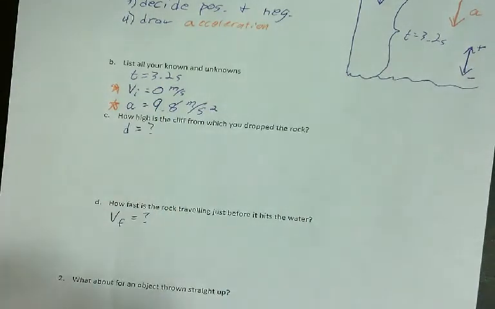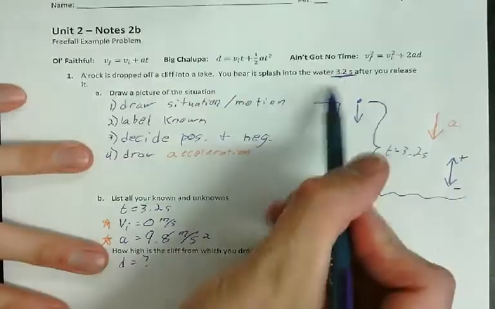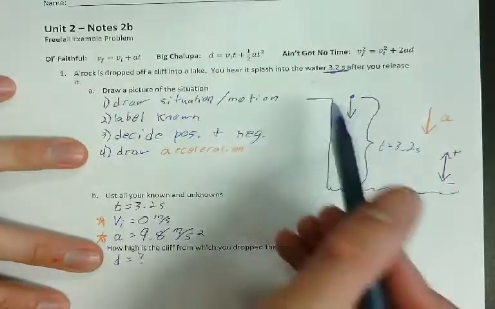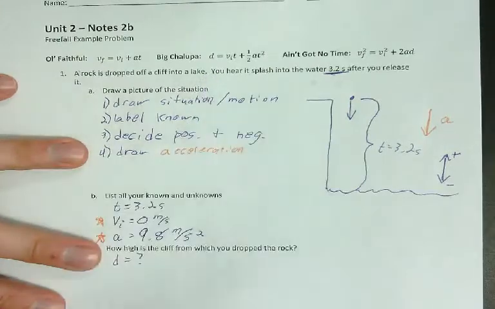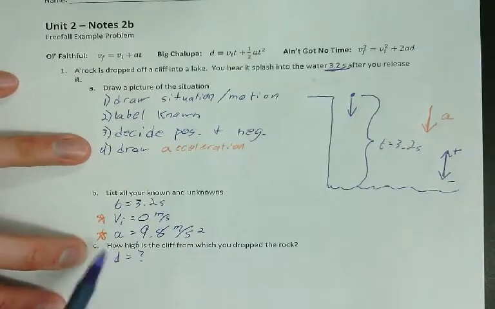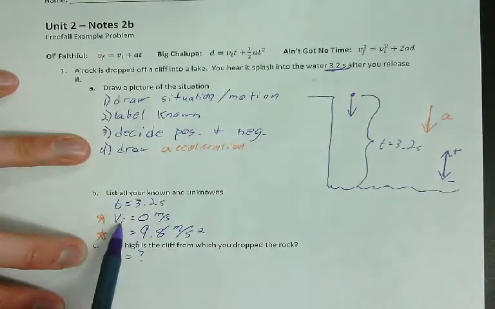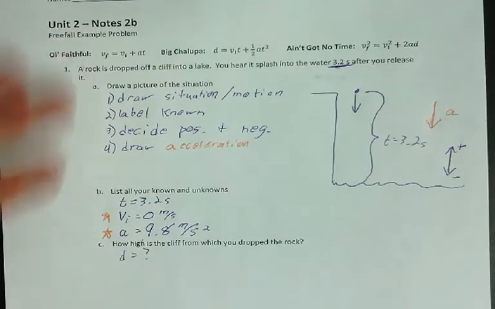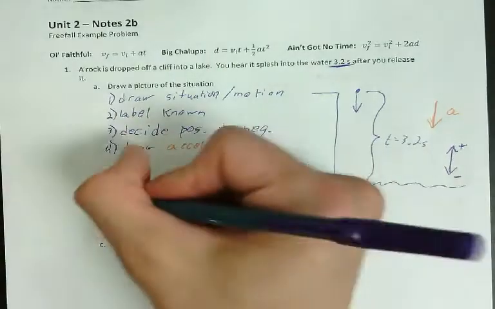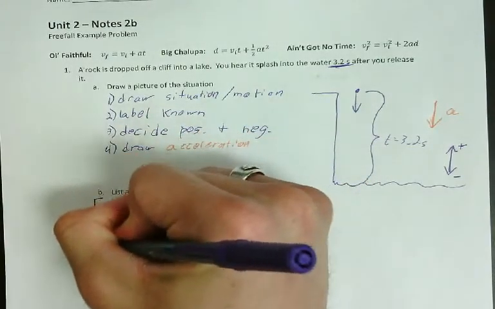So, even though it looks like I didn't give you enough, I only gave you a time, I actually gave you 3 things. I told you it's falling, which means A is 9.8. And I told you it's dropped, which means VI is 0. So, let's solve this now. How high does it go? So, T, VI, A, and D.